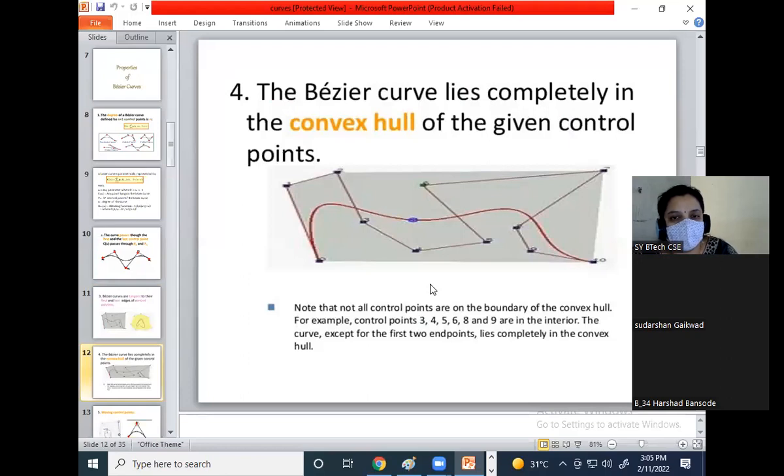What is the meaning? Convex hull is nothing but the polygon which can cover all the points of the given curve. I have drawn this polygon, which is actually covering the outside portion, the smallest polygon which can cover all the control points. The smallest polygon which can cover all the control points.